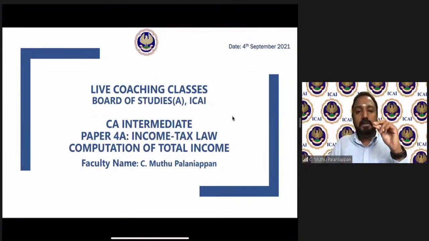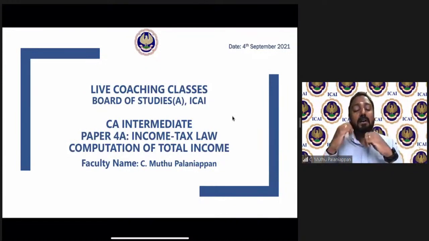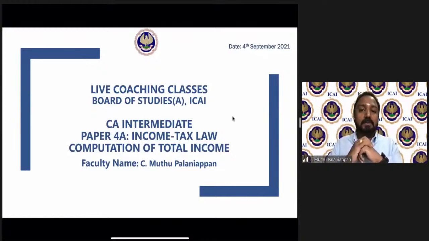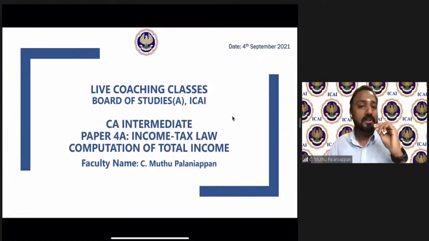So ATDDB, we said, applies when you have a dependent disabled person. Depending upon the disability level, if the disability is more than 80 percentage, then you get a flat 1.25 lakhs. Otherwise, it is flat 75,000, right? So that's what ATDDB is about.